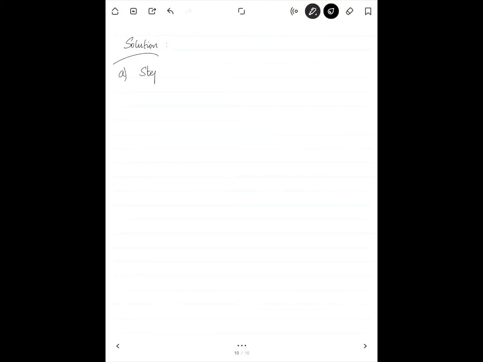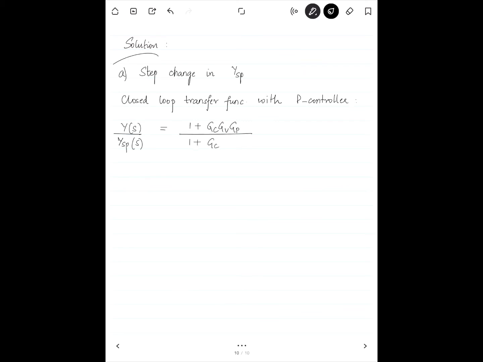Let us start off with part A of the question, in which we consider a step change in the set point, YSP, and whether or not in the previously shown closed loop, using a proportional only controller will eliminate offset. So we must find the closed loop transfer function using a proportional only controller first. So a proportional only or a P controller. We have Y of s over YSP of s equals GC GV GP over 1 plus GC GV GP GM.